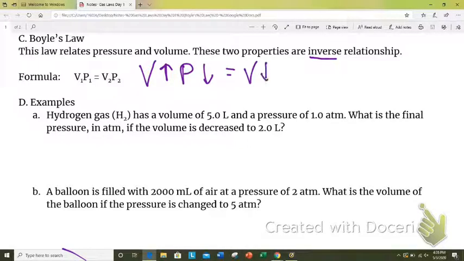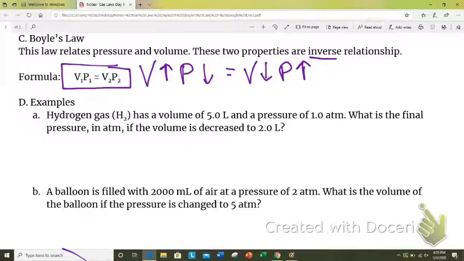If your space gets smaller by volume decreasing, therefore your pressure is going to go up. You're going to have more collisions. And so we can represent that mathematically with this equation here, that V1P1 equals V2P2. V representing volume, P representing pressure. The 1 and the 2, those subscripts there, are representing initial and final.